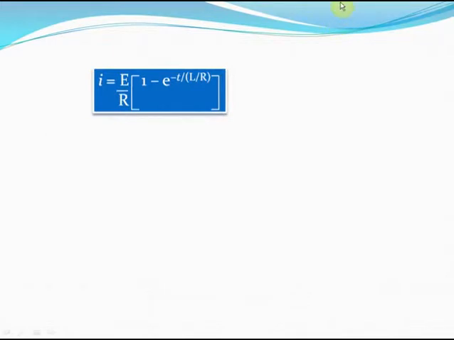The net current flowing through the RL circuit is E by R into 1 minus e raised to minus t by (L by R). This is a very, very important expression, and you have to remember it. This expression tells you the value of the net current flowing through an RL circuit.